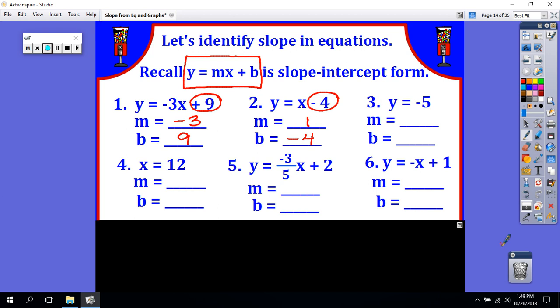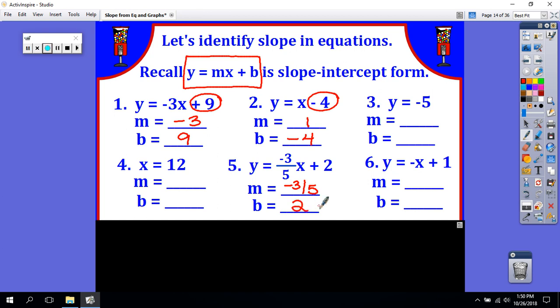All right, here we go. Number 5. Slope equals 1, 2, 3. Negative 3 over 5. Good. Negative 3/5. All right, what is our y-intercept? 2. That works. 2.